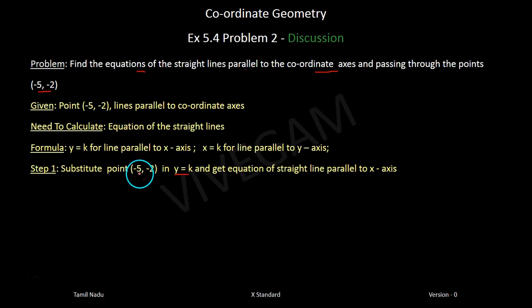There is no x, so this will be of no use. So y equal to -2. So -2 will be equal to k, or k equal to -2. Then the equation will become y equal to -2. Right? So that way we will be able to calculate the first equation.